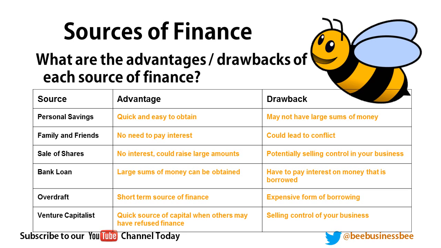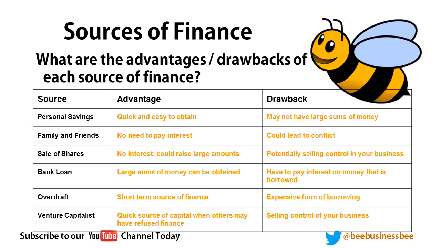Sale of shares could be a great one because you can raise large amounts of capital and you don't pay any interest on it. However, a potential drawback is you have to pay a dividend, so share your profits, and you are potentially selling control in your business. A bank loan, an obvious advantage, you can get large sums of money that you can obtain quite easily. However, the drawback tends to be that you have to pay interest on the money that's borrowed. An overdraft is a short-term source of finance, which is quite a good advantage when you need to access some money to solve a cash flow problem.